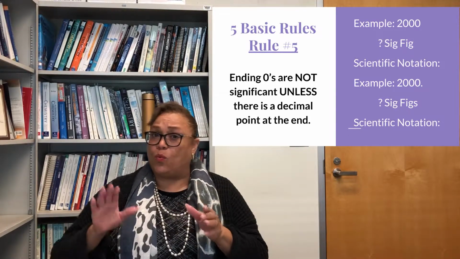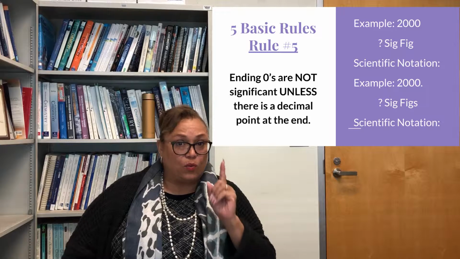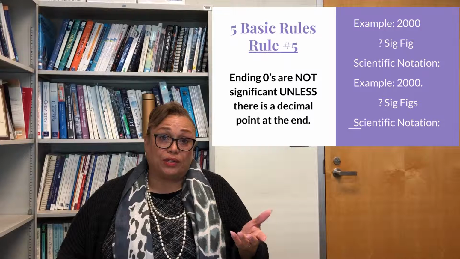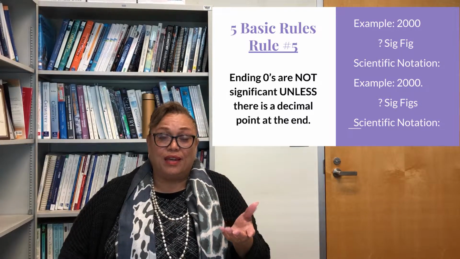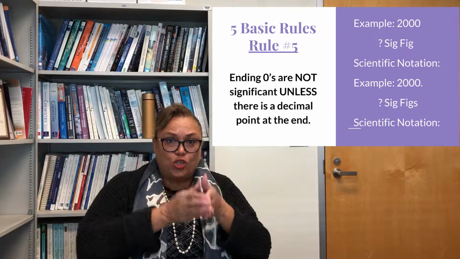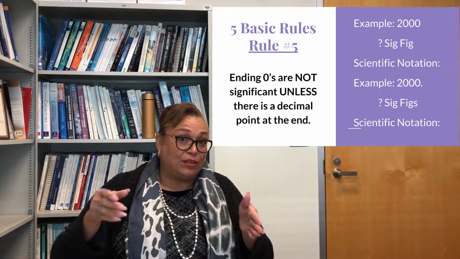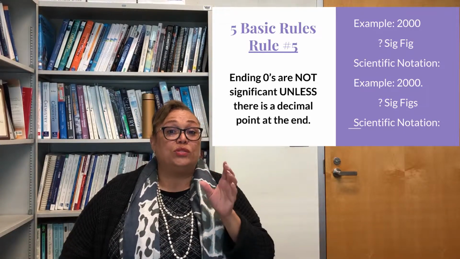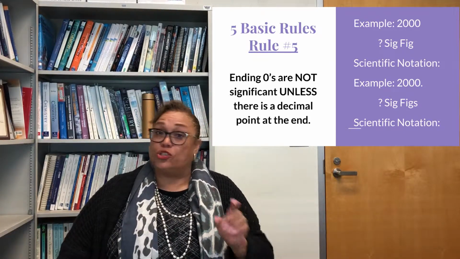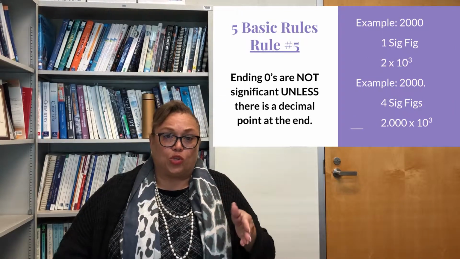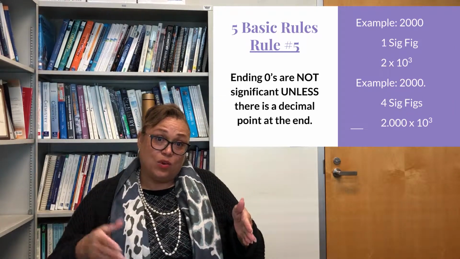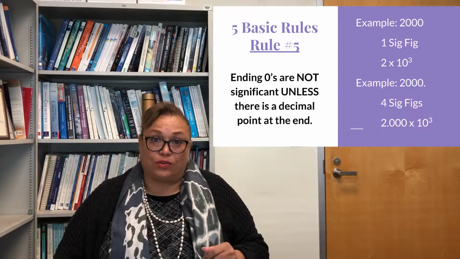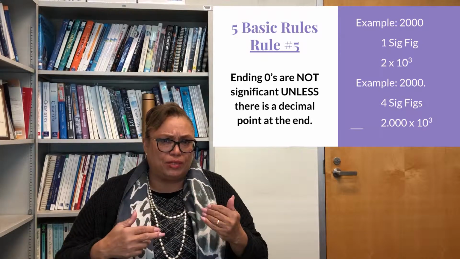So 2000 without the decimal point is only 1 sig fig. So you would say 2 times 10 to the third in scientific notation. However, if you say 2000 with a decimal point at the end, you are telling me, scientist, that those zeros are significant, so I cannot drop them. So 2000 with a decimal point would be 2.000 times 10 to the third. Do you see the difference in the precision?